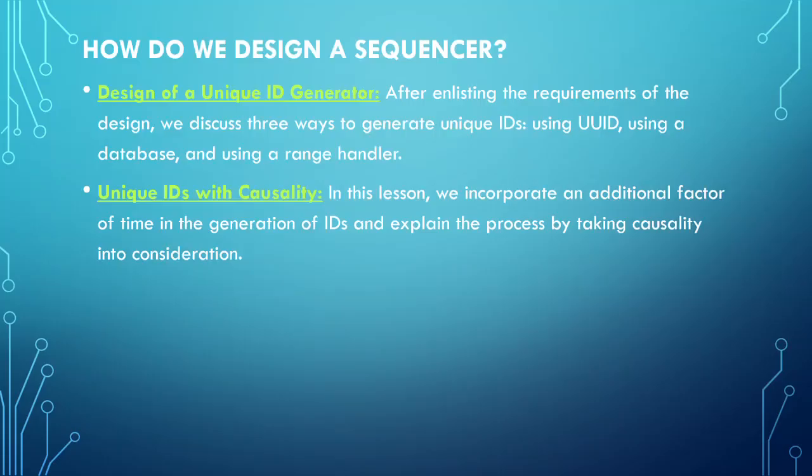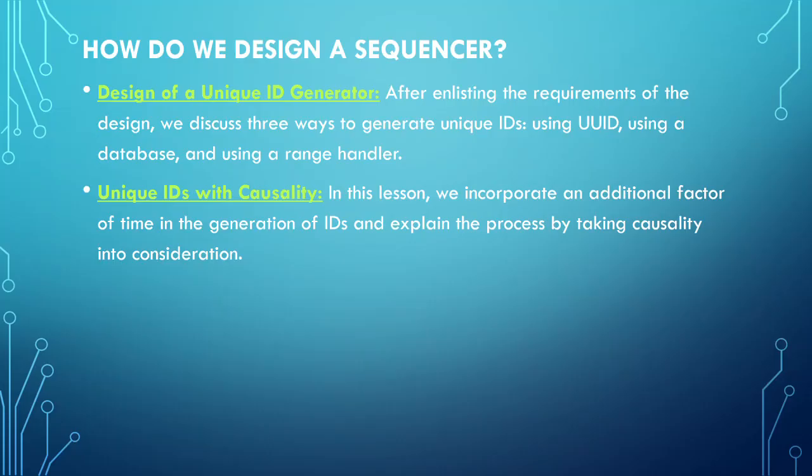So how do we design a sequencer? In general, this is the functional requirement: design a unique ID generator. We should have a web server that provides us a unique ID. It could be a UUID, a database, or a range handler. We will see what a UUID, database and range handler are in the upcoming slides.